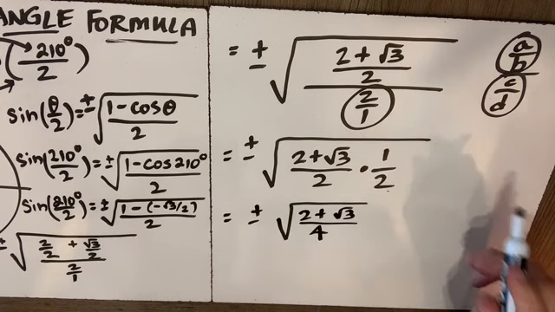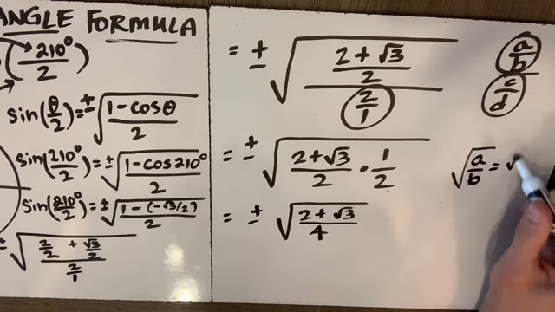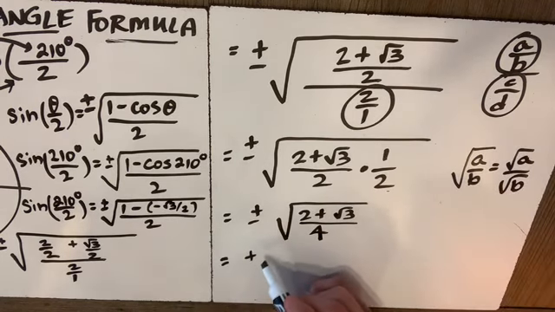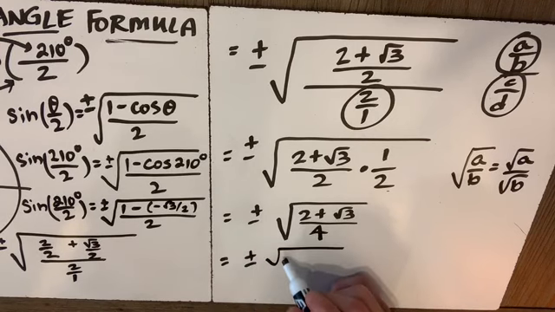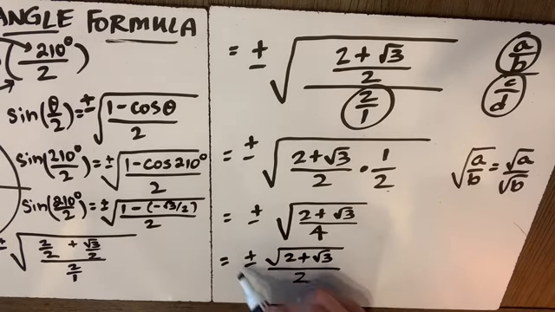Now, what you have to know from algebra is if I have the root of a over b, I can write that as the root of a over the root of b. So I'm going to write this as plus or minus the square root of 2 plus root 3 over the square root of 4. And hopefully you know that the square root of 4 is 2. So there's my answer.